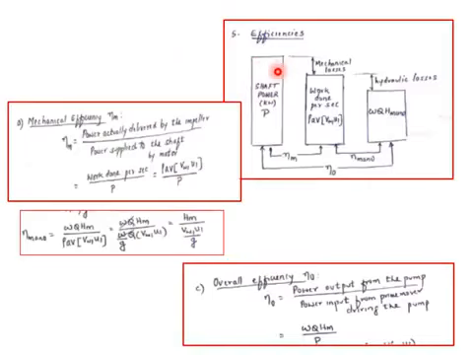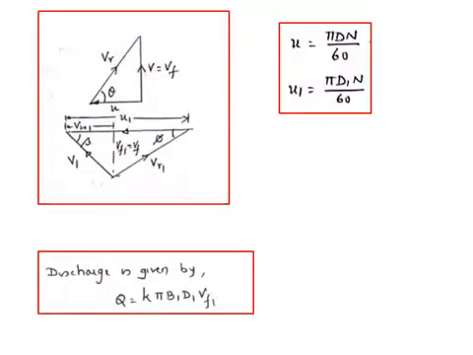I also told you about the efficiencies. Mechanical efficiency is work done per second divided by P. Manometric efficiency is WQHM divided by work done per second. Overall efficiency is WQHM by P. So you also know that overall efficiency is mechanical efficiency into manometric efficiency. Once again I wrote the formulas: U is equal to pi D N by 60, U1 is pi D1 N by 60.